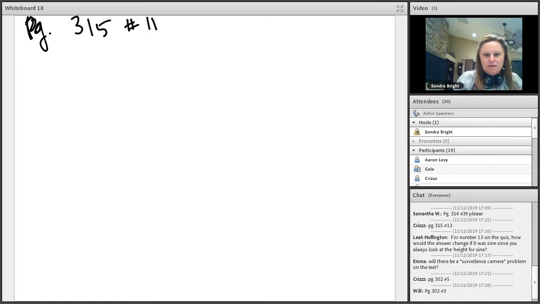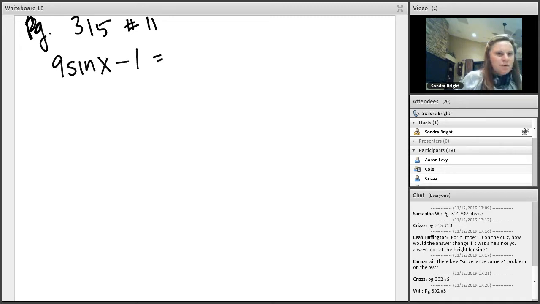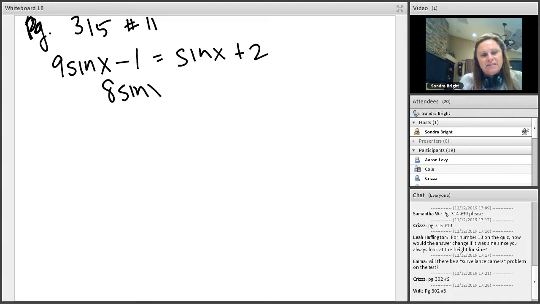Page 315, number 11 says, solve 9 sine of x minus 1 equals sine of x plus 2. Okay, so this one's a pretty straightforward one, and we combine like terms. Subtracting sine of x will give you an 8 sine of x, and then adding 1 over will give you a 3. Dividing both sides by 8 gives you sine of x is equal to 3 over 8.